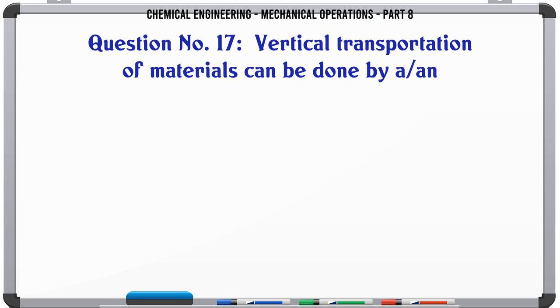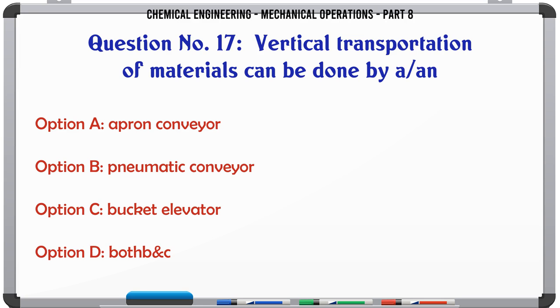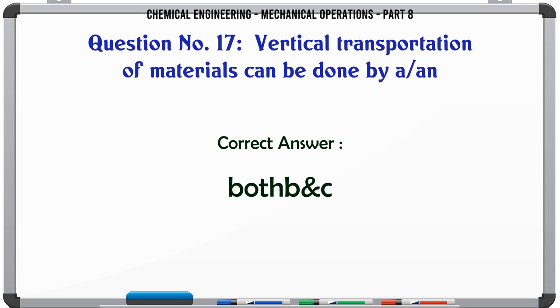Vertical transportation of materials can be done by A. Apron conveyor. B. Pneumatic conveyor. C. Bucket elevator. D. Both B and C. The correct answer is both B and C.